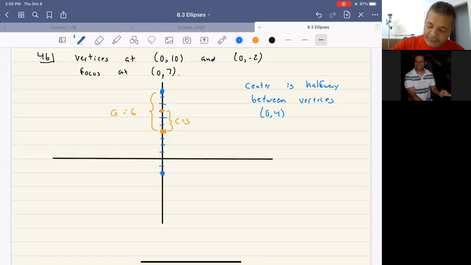Okay? So, c, sorry. a squared equals b squared plus c squared. We know a is 6, so we get 36 equals b squared plus c is 3, so c squared is 9. So b is plus or minus square root of 27. So now the only thing left to do is worry about the center.